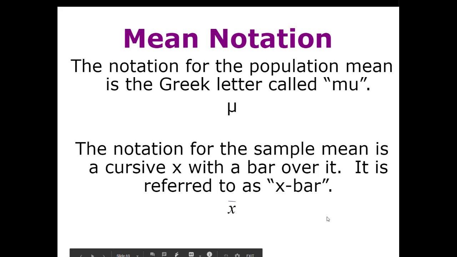The notation for mean is different if you're talking about the population than when you're talking about a sample. For the population, the mean is the Greek letter mu, which looks kind of like a cursive lowercase u. The notation for the sample mean is a cursive X with a bar over it. It's referred to as X bar.